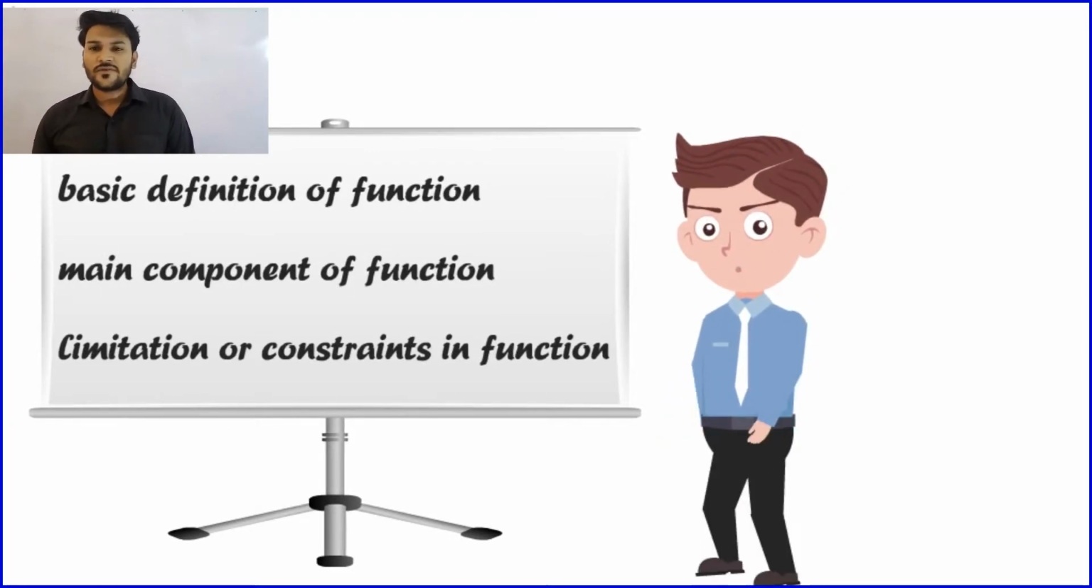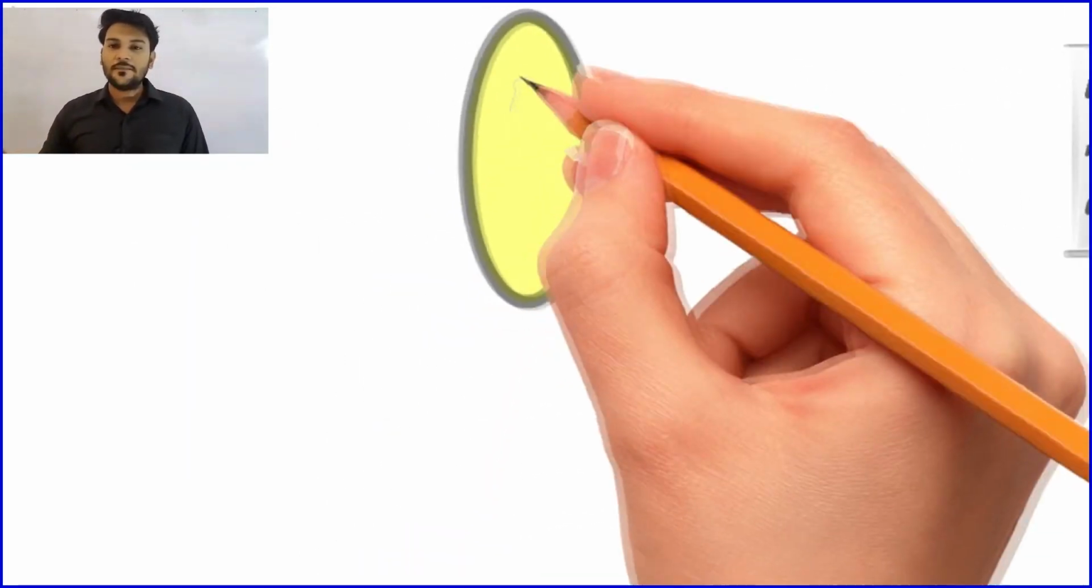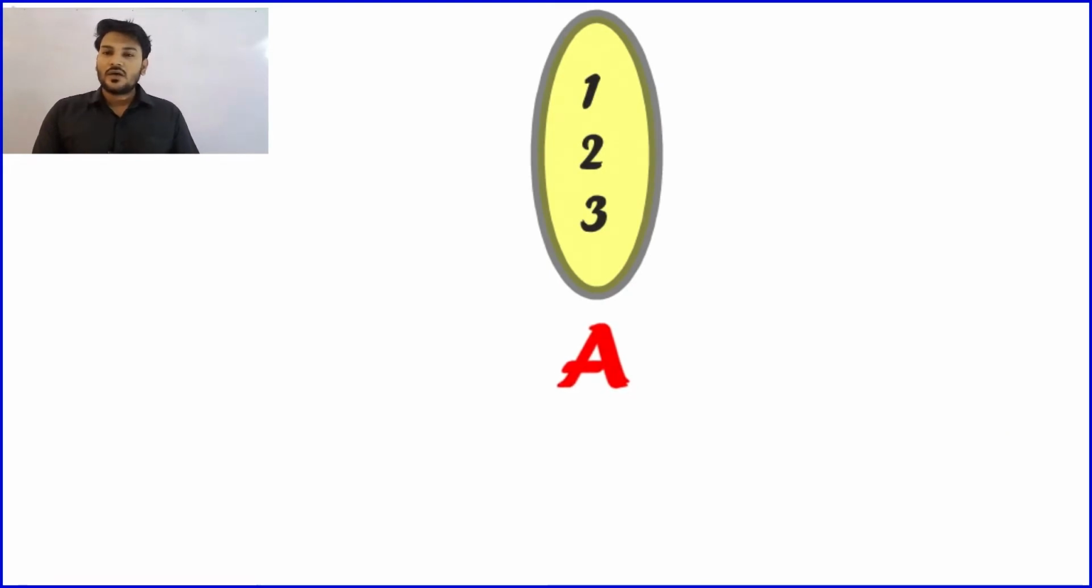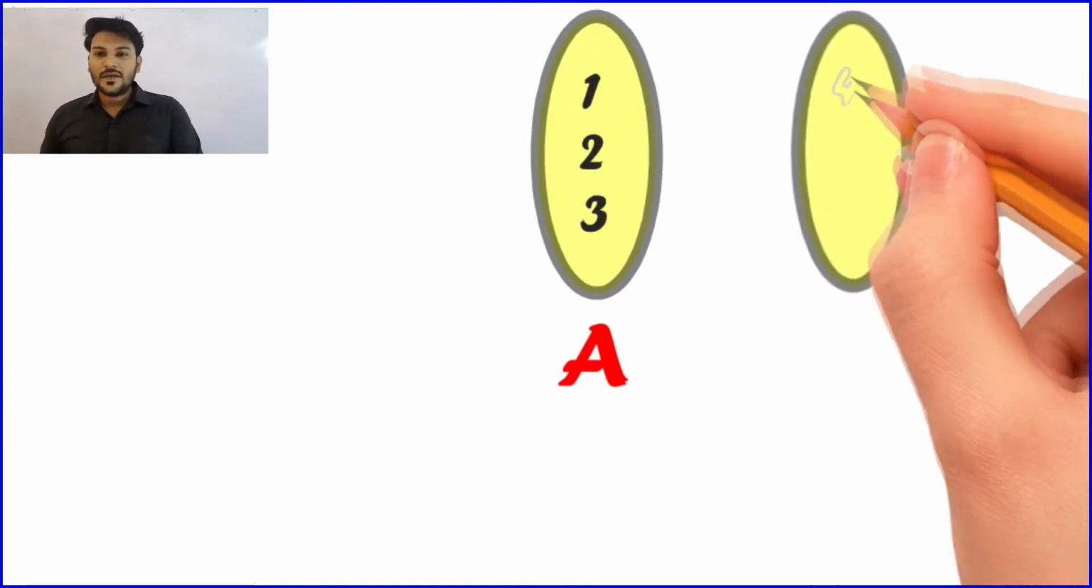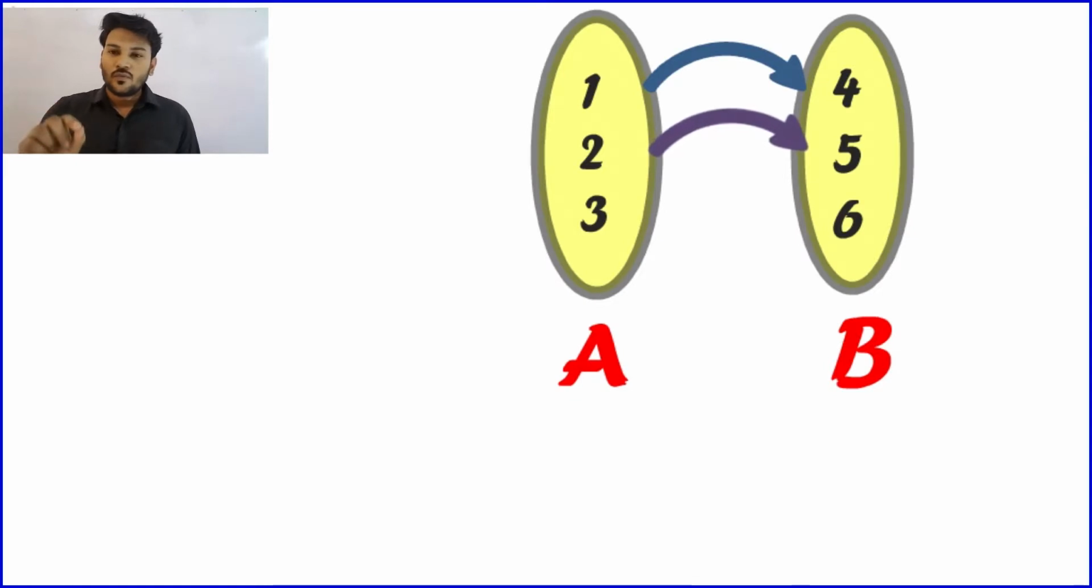For the definition of a function, we consider two sets, set A and set B. In set A, the elements are 1, 2, 3. In set B, the elements are 4, 5, 6. How to relate these sets? 1 maps to 4, 2 maps to 5, and 3 maps to 6. This type of mapping is known as a function.